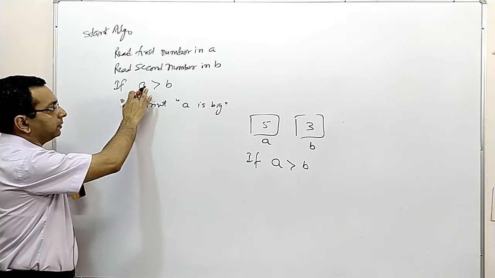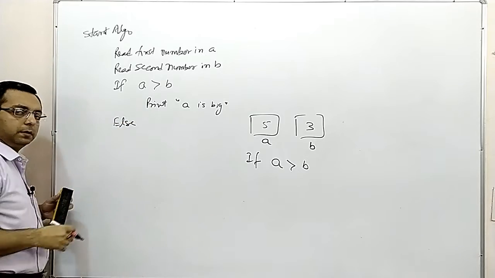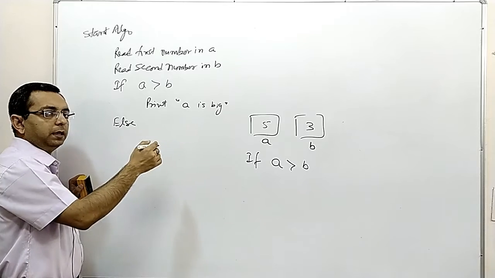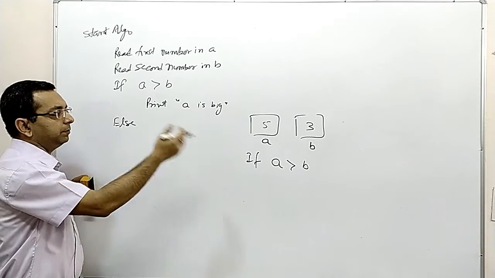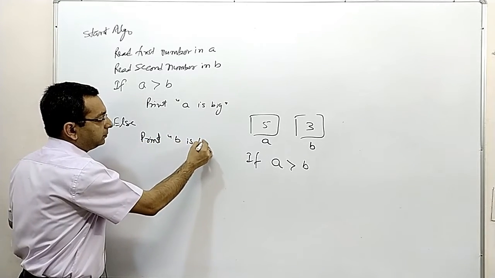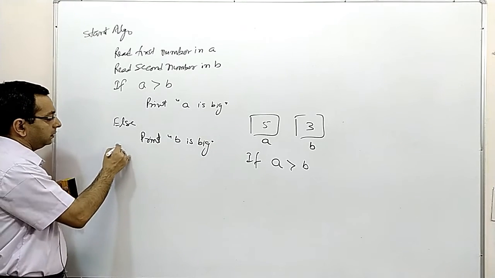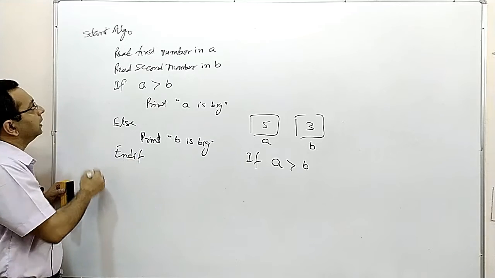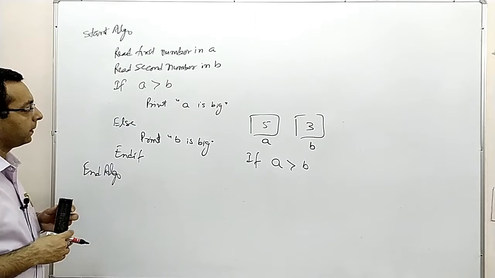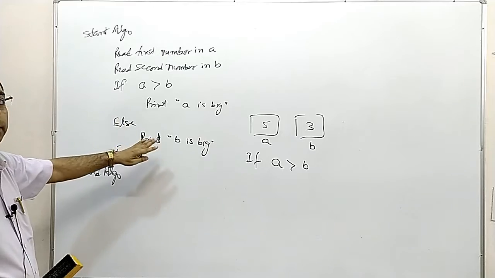So now if A is greater than B, then A will be printed, else, which means otherwise, which one is big? Of course, there is no need to check whether B is big or not. If A is not big, then B will be big. So print B is big. If we have started this if statement, then we have to end it, and then end algo. That's it. This was the program for checking whether A is big or B is big.